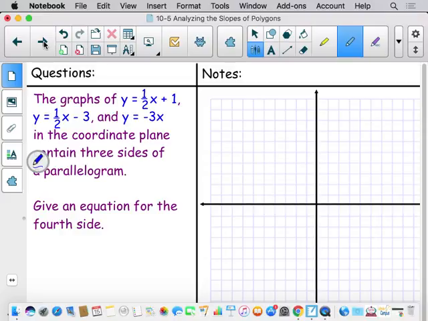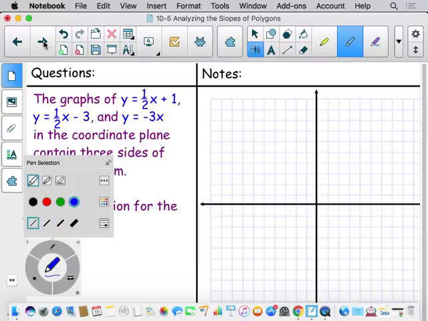Okay, this next problem says the graphs of y equals 1/2 x plus 1, y equals 1/2 x minus 3, and y equals negative 3x in the coordinate plane contain three sides of a parallelogram. Give an equation for the fourth side. All right, so I'm going to graph the sides that we know.